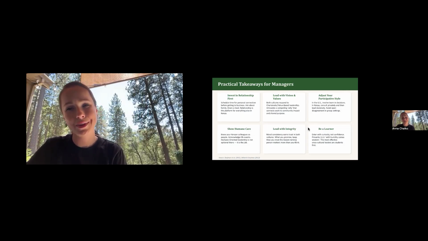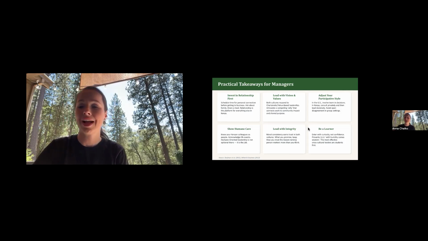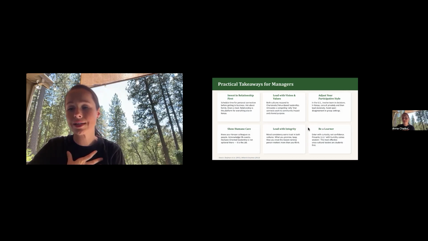Fifth, always lead with integrity. That's something that's really important here and not always seen. So when you lead with integrity in all areas of leadership, it's deeply important to the culture here. Sixth, be a learner. The posture of humility is not weakness, it is wisdom. We already read that. So make sure that you are applying that as well.